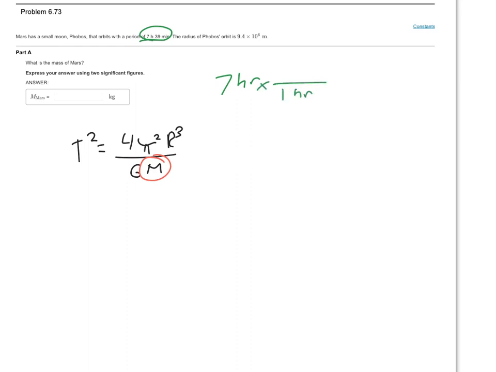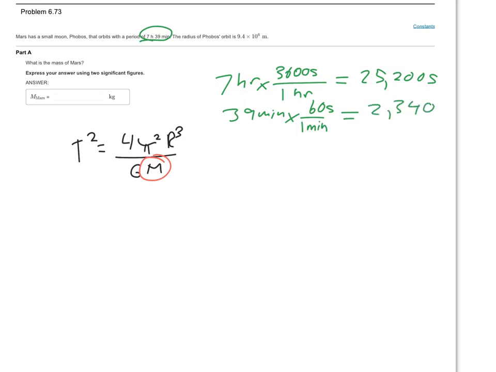We know that 1 hour is 3,600 seconds, and so that ends up being 25,200 seconds. And then I'm going to take the 39 minutes, 1 minute is 60 seconds, and convert that into seconds as well, so 2,340 seconds. And so the total period in seconds is going to be 27,540 seconds. So I can go ahead and enter some of the information I know here.